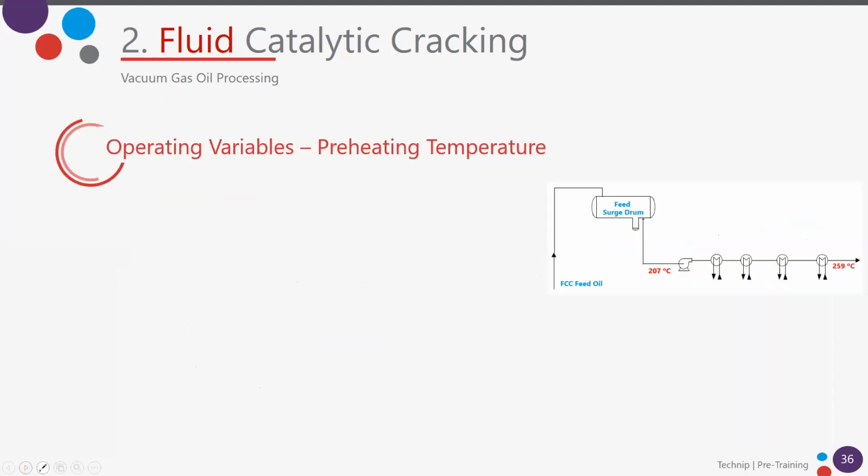Another variable is the preheating temperature. We have our feedstock from the vacuum gas oil hydrotreating unit. We have a surge drum, and then we will go through different heat exchangers. Remember that we have seen these heat exchangers in the main column. One is with the light cycle oil, with the clarified slurry oil, and with the other side streams. Okay, so we will preheat the feed from around 207 degrees to 259 degrees C.